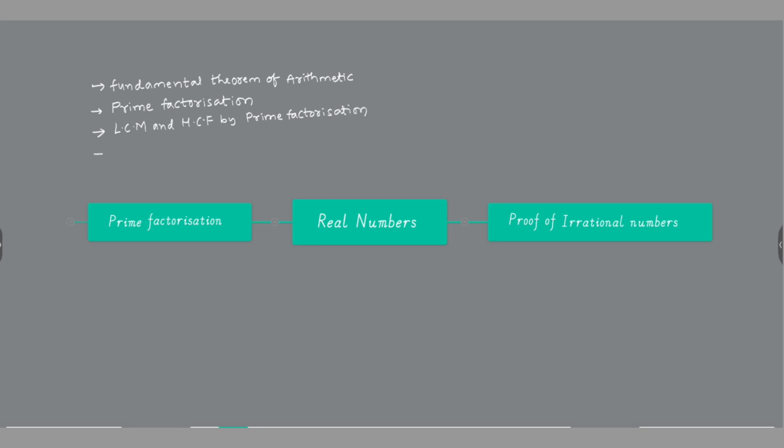After we find LCM and HCF, we need to verify the relation between LCM, HCF and the two numbers, which is nothing but LCM of two numbers into HCF of the same two numbers is equal to the product of the two numbers. LCM into HCF is equal to the product of two numbers. So all these are related to the prime factorization topic only.